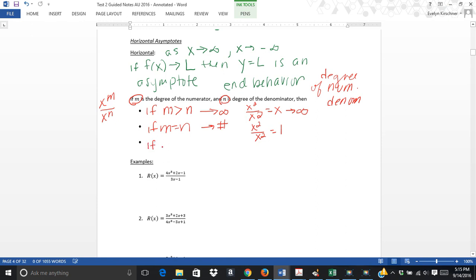And if the degree of the numerator is less than the denominator, it goes to 0. An example would be x squared over x cubed. I can reduce this to 1 over x, and as x gets really big, this goes to 0.